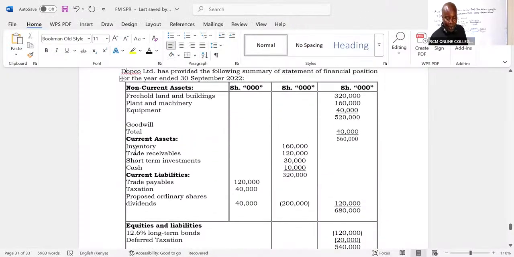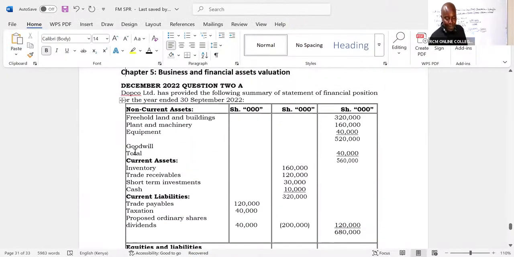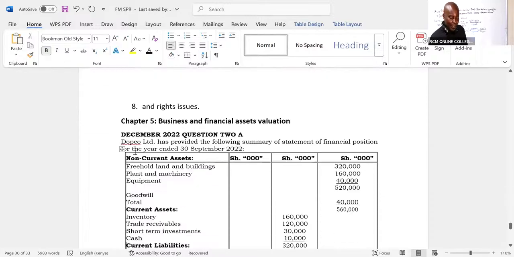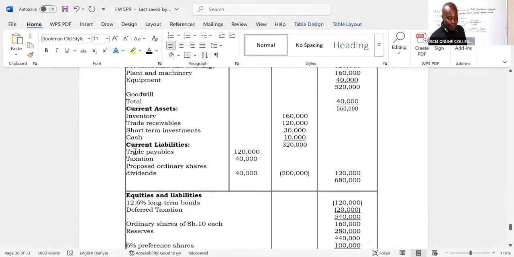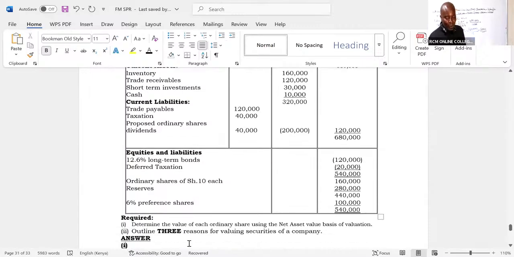This examiner wanted you to mention here, why is it important for a business to value its shares, value its assets? If you look at part B of this question, outline 3 reasons for valuing securities of a company. I would want to value securities of a company, ladies and gentlemen, for purposes of mergers and acquisitions. 2 companies would want to merge. They can't just merge haphazardly. They would want you to come in as a valuer and attach a value to the shares.